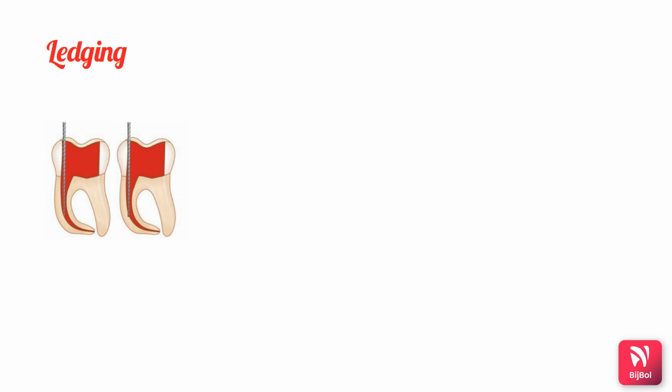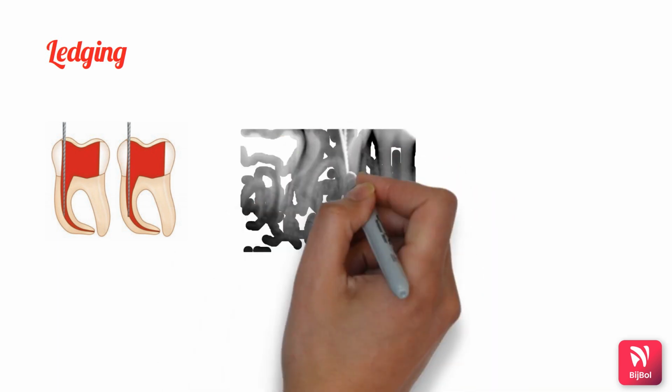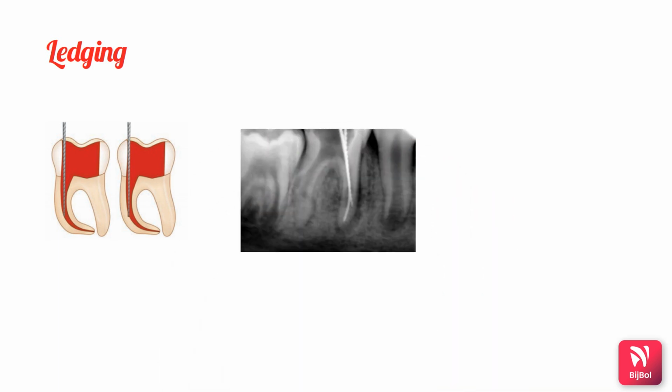So, how do we identify it? First and foremost is the loss of tactile sensation at the tip of the instrument. With the file, we have a loose feeling instead of binding at the apex. So tactile perception is very important. When in doubt, we can go for a radiograph.